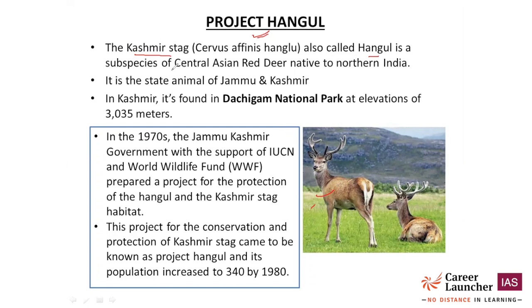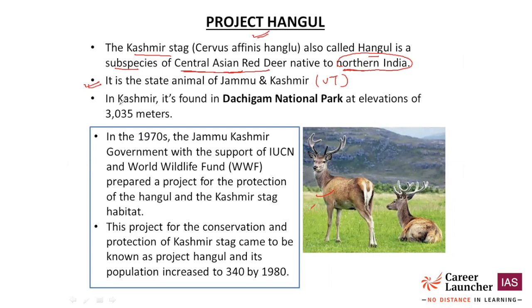The Kashmir stag, also called Hangul, is a subspecies of Central Asian red deer native to northern India. Each and every statement, each and every word is important here. It is a subspecies of Central Asian red deer native to northern India, not southern India. Maybe in the exam they can use southern India in the statement, so read each and every word. Now, it is the state animal of Jammu and Kashmir, a very important point. Jammu and Kashmir is now a UT, and Jammu and Kashmir and Ladakh are both UTs, so you can say it is part of Jammu and Kashmir. Now, what is the natural habitat? In which national park will you see the Kashmiri stag or Hangul?